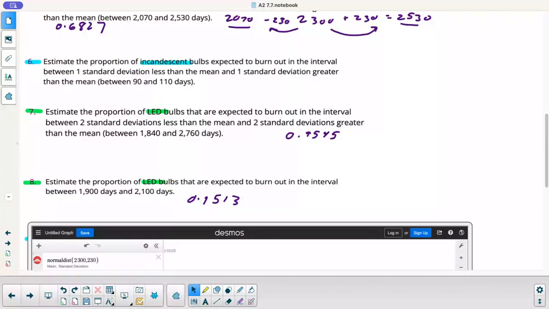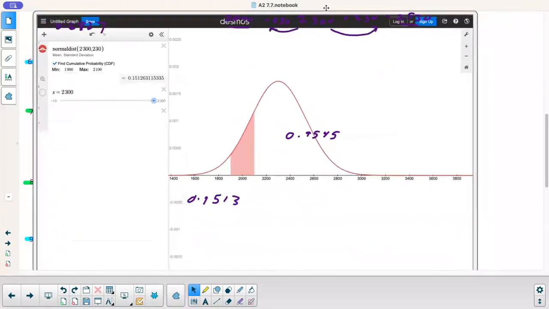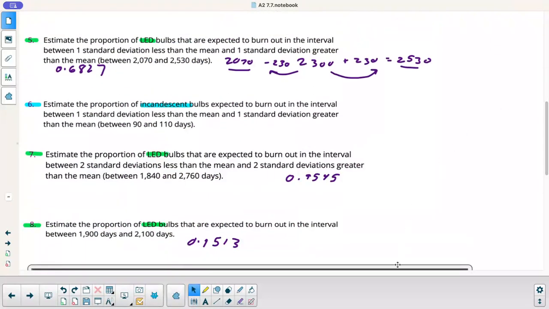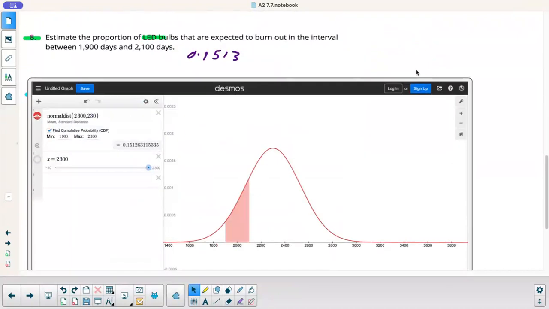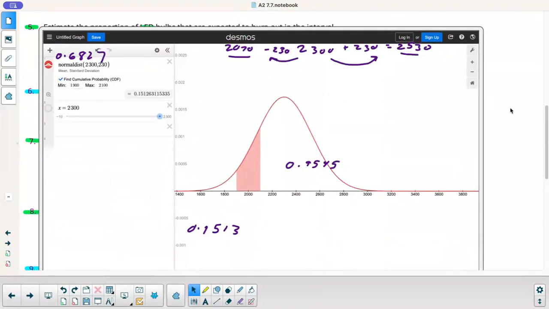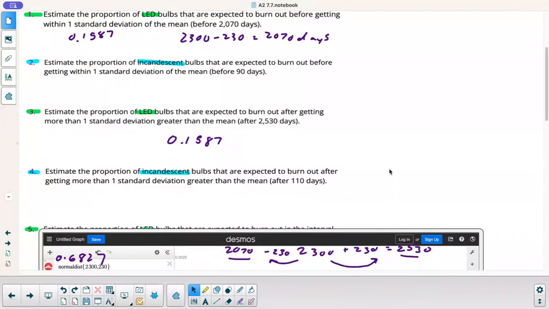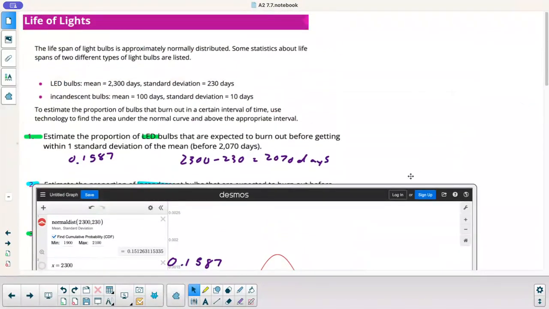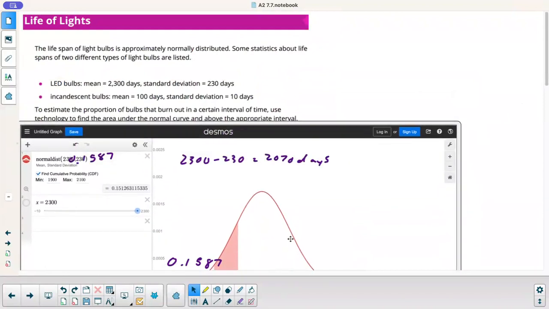Okay. All right. So now I'm going to go back up to the top, and I'm going to graph the LED bulbs. If I can get this thing to work. All right, so hang on a second here.